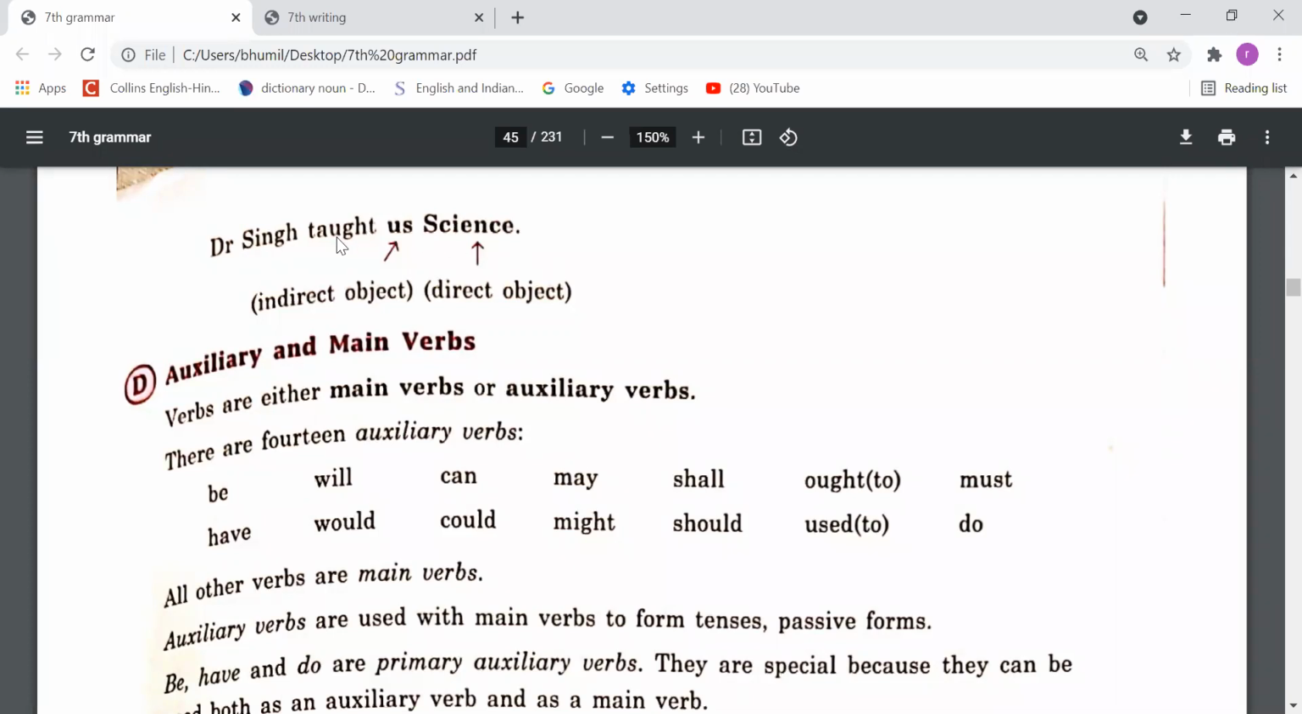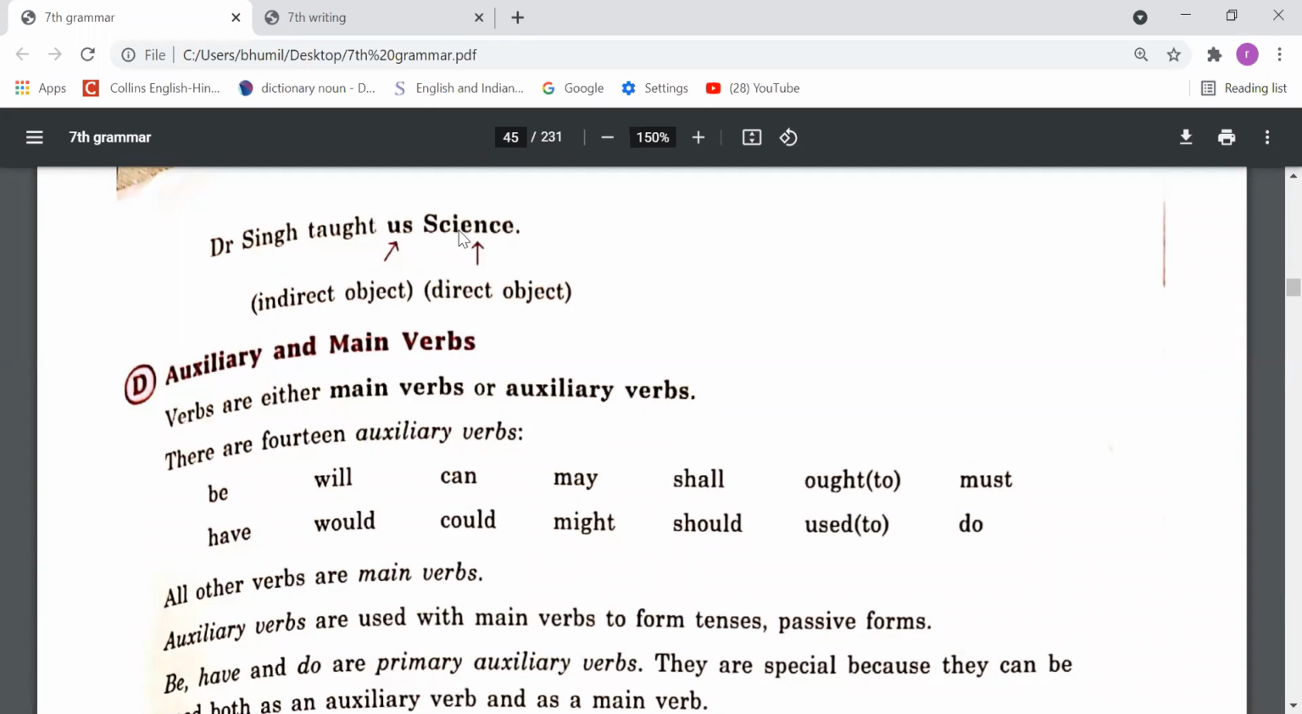Okay, and put the question with what? Dr. Singh taught us science. डॉक्टर सिंह ने हमें साइंस पढ़ाई. डॉक्टर सिंह ने हमें क्या पढ़ाया? What did Dr. Singh teach? So the answer we get is science, so that is the direct object.